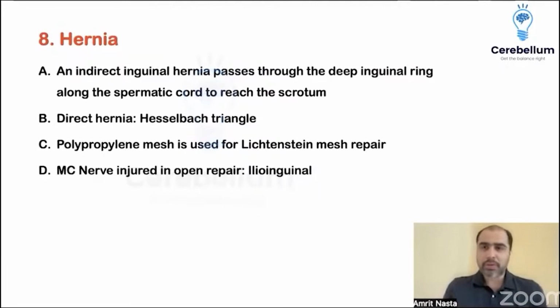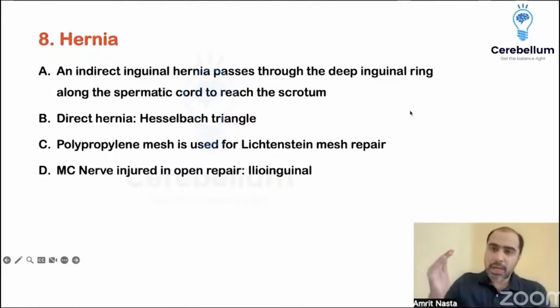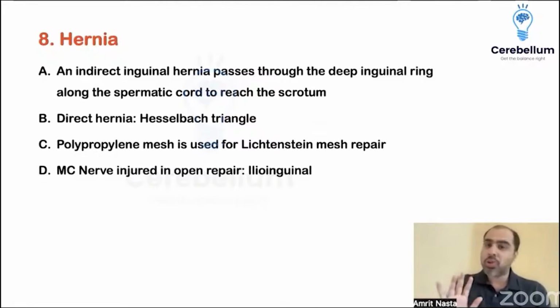And one of the most favorite FMG topics is hernia. Few basic things remember just before the exam. Indirect hernia defect is deep ring, which is a hole in the fascia transversalis. It will go from the deep ring with the spermatic cord, it may enter into the scrotum. Direct hernia is a medial hernia. It comes from Hesselbach triangle, which is also a defect in fascia transversalis only.